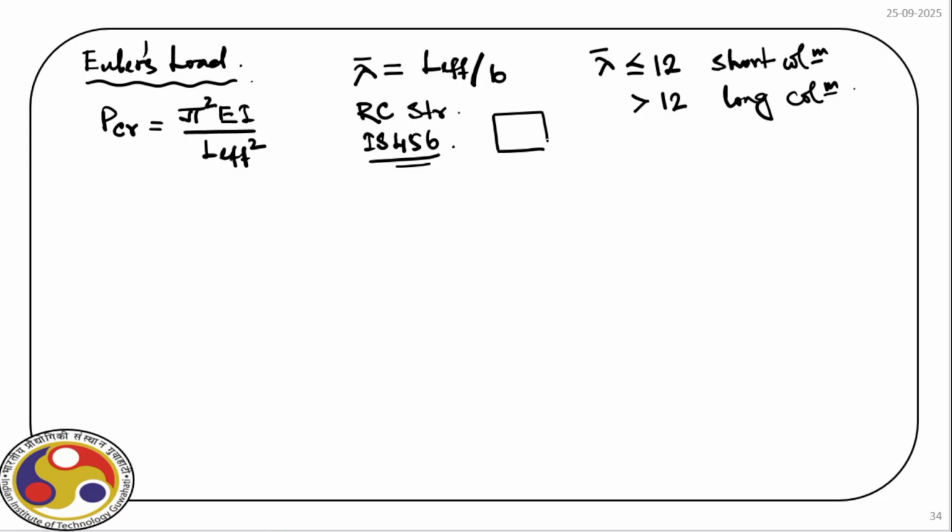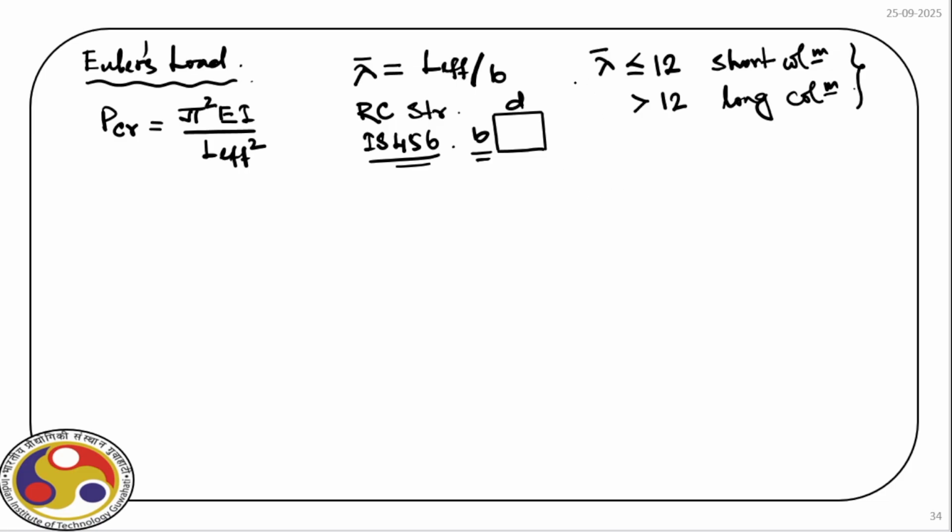So if you have a rectangular column where we have B and D, then we consider least lateral dimension, and using that least lateral dimension for the RC column, we first find out these two conditions, and accordingly we decide whether we deal with a short column or with a long column. Now for short column, obviously it fails due to crushing that we have already discussed, and for long column we have critical buckling load, right?